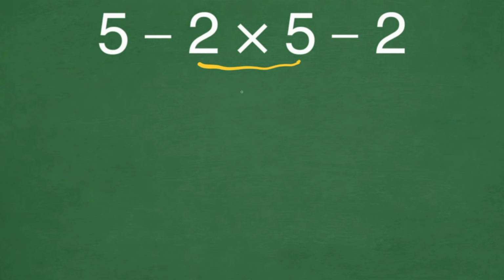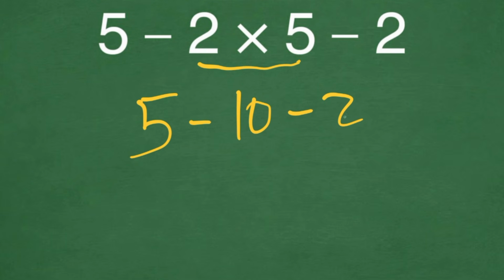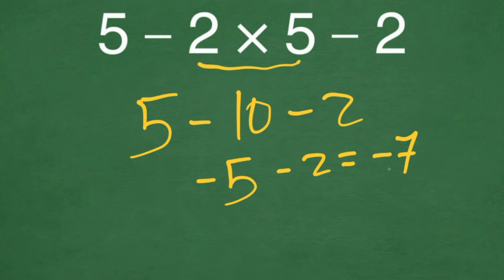So 2 times 5 gives us 10, and 5 minus 10 minus 2 is going to be the equation, and now we have to do the equation left to right. So 5 minus 10 gives us negative 5, and negative 5 minus 2 gives us negative 7. So the final answer to this question is negative 7.